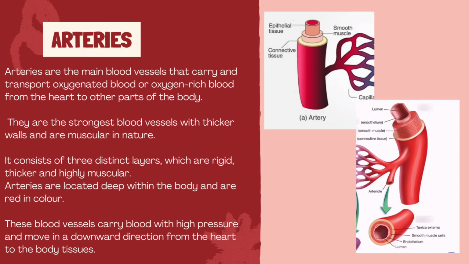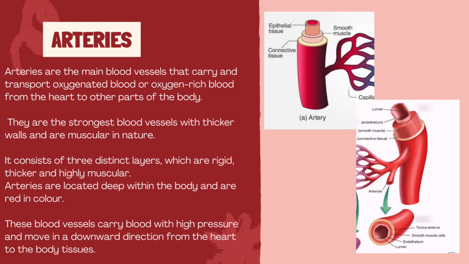Our heart is a pumping organ that is pumping the blood with such a pressure. So we can say these arteries are the strongest blood vessels. They have thick walls so that they do not collapse because of the high pressure coming from the heart, right? And they are muscular in nature as well. Next we are going to talk about its muscular nature. It has three distinct layers, right? That is what makes it rigid, thick and muscular.